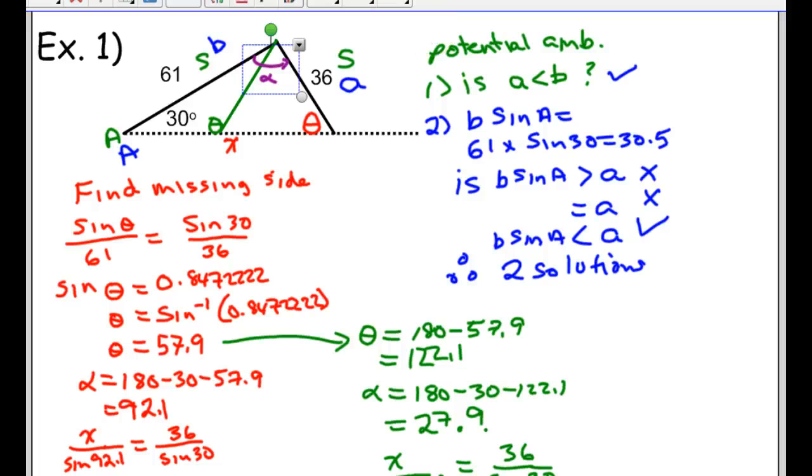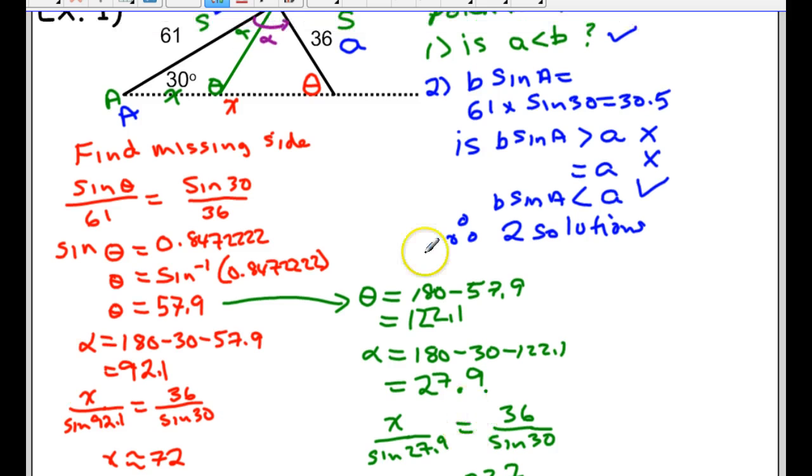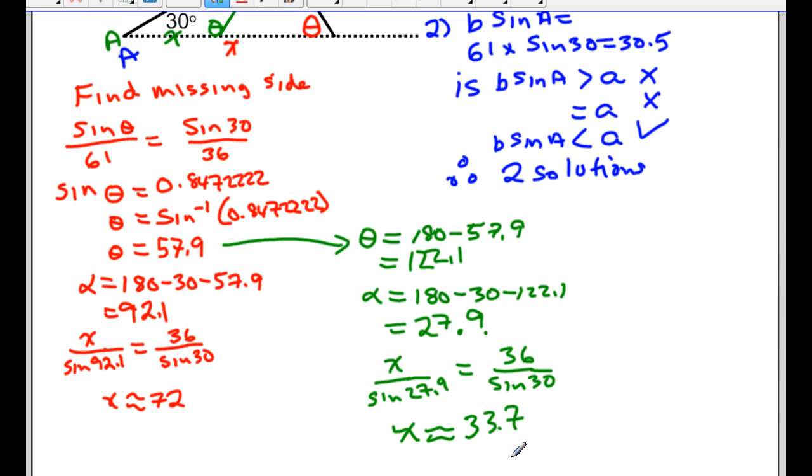The green x, which would be just this length right here, divided by sine of that green alpha, which was the 27.9, is equal to the 36 in here divided by the sine of 30, which is approximately 33.7.